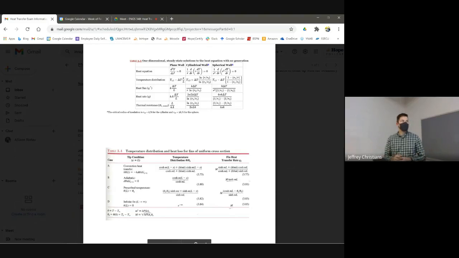That said, there's not a whole ton of context to any of these equations. So you may still want to copy something like this to your equation sheet. Again, it's up to you. You'll be given this.